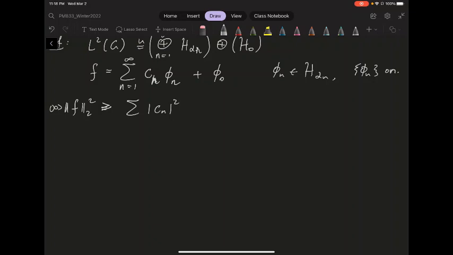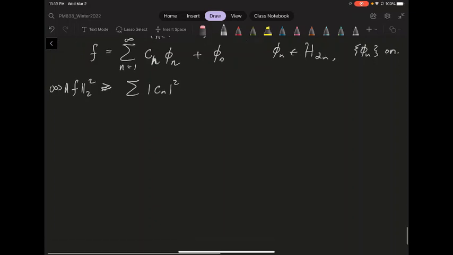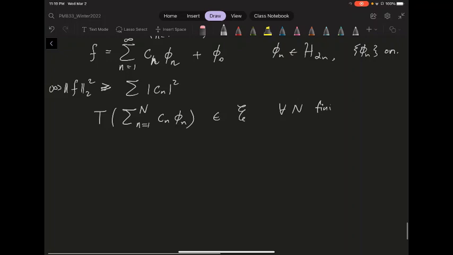And so if you consider what happens in these finite dimensional ones, if you chop it up, so if you evaluate T on the sum from n going from 1 to some big N of c_n phi_n, because each of these T evaluated on phi_n is going to be inside E, and you take a finite sum, that's clearly inside E, so that's for all N finite. So now for every epsilon greater than 0, you pick some large enough N so that the tail is going to be less than epsilon.